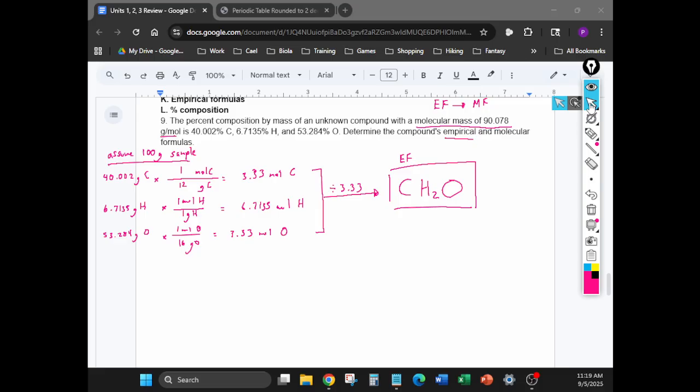Alrighty, any questions on that part? Again, you'll have a question like this. You'll have to find the empirical formula using the percent composition by mass.